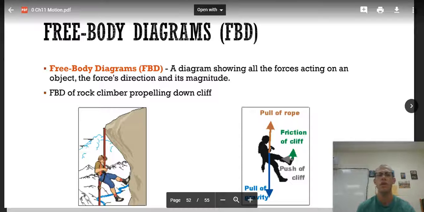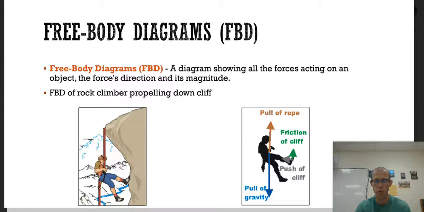So, when we talk about forces, we tend to illustrate those with something called a free body diagram or FBD. A free body diagram is a diagram showing all the forces acting on an object, the forces' directions with its magnitude. So, here's an example of a rock climber propelling down a cliff. Here you just see the rock climber. Here you see the free body diagram for the rock climber and the different parts.